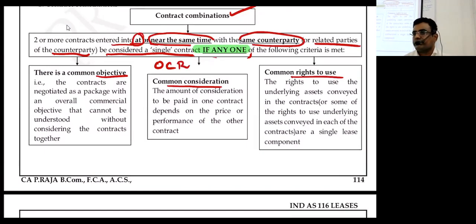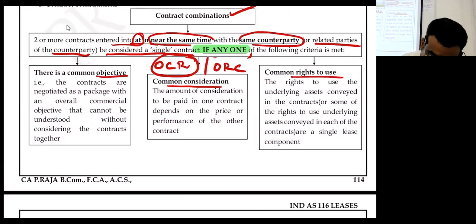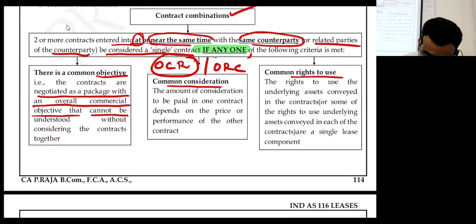OCR. Okay, objective, consideration, rights. Objective, consideration, right, or we can keep it as ORC. Objective first, then rights, then consideration. Yes or no? ORC. Objective is common, rights to use is common, consideration given is common. That is, the contracts are negotiated as a package with an overall commercial objective that cannot be understood without considering the contracts together.